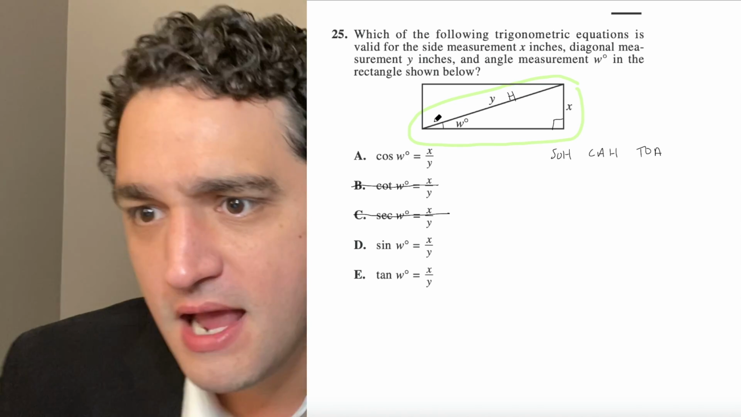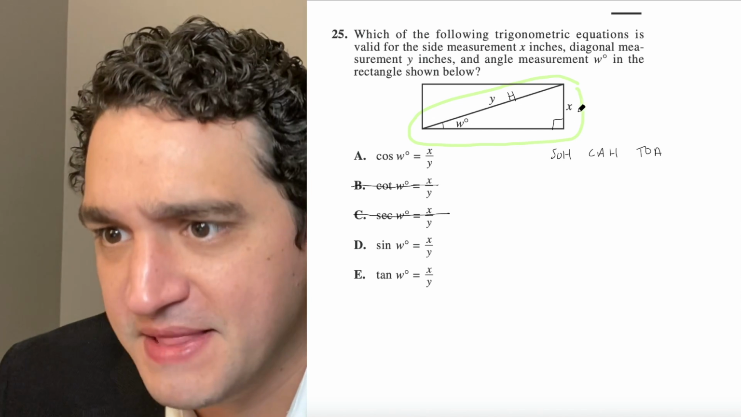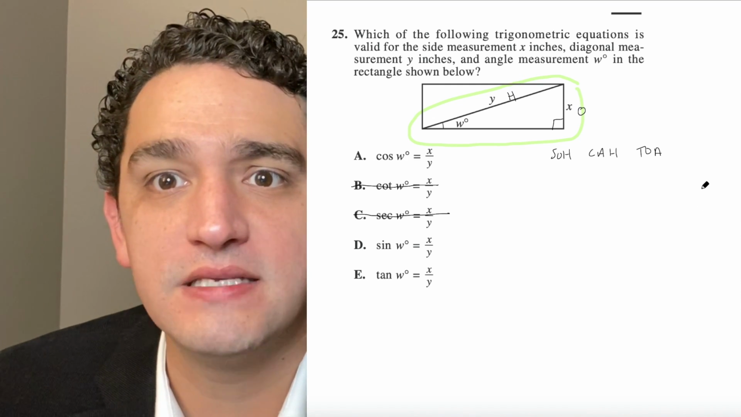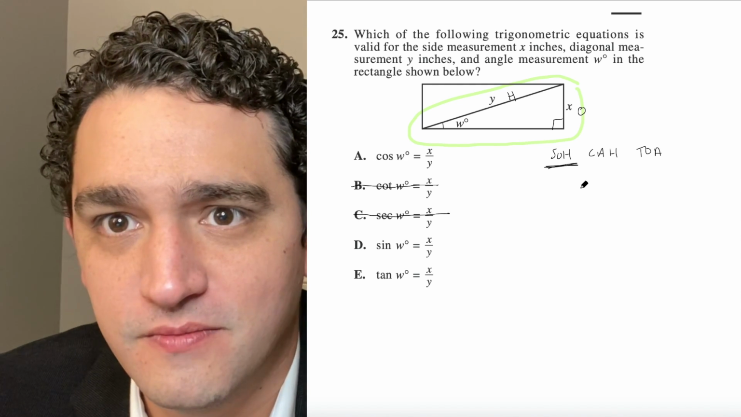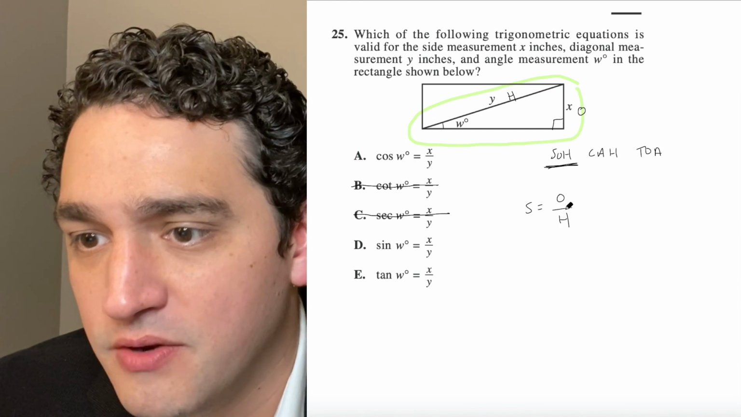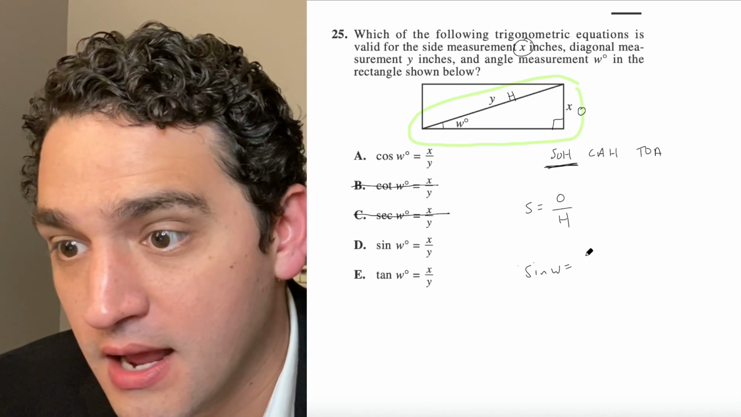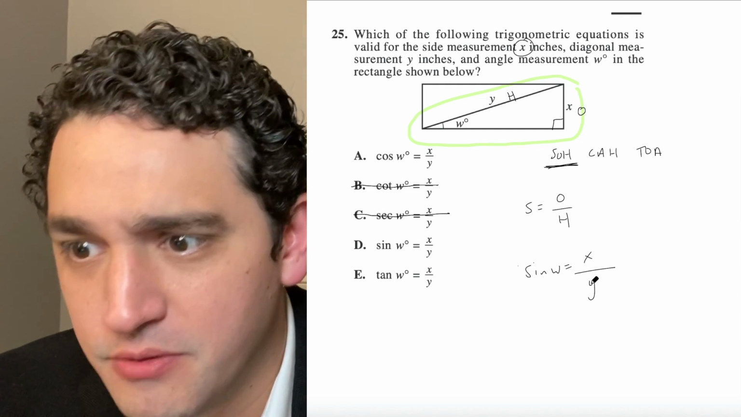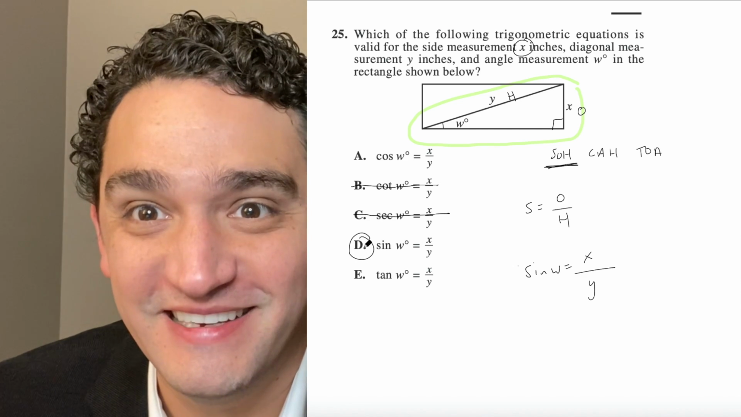H for hypotenuse, and we're given this over here. Well, it's not touching the angle in question, so it's got to be the opposite. So we're dealing with O and H. Which of these contains O and H? Clearly SOH. This is a sine question. Let's write this down. If sine equals opposite over hypotenuse, then the sine of W is the opposite side, or x, over the hypotenuse, or y. Sine W equals x over y, and voila, the answer must be D.